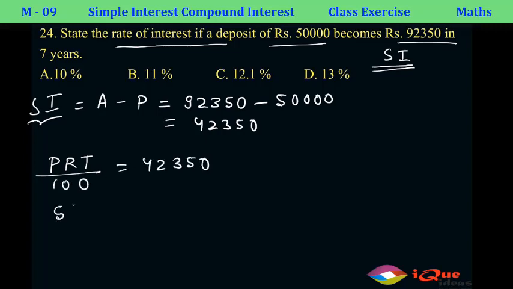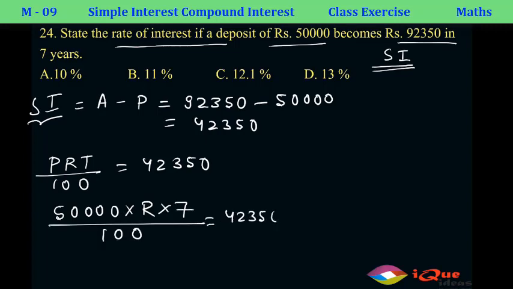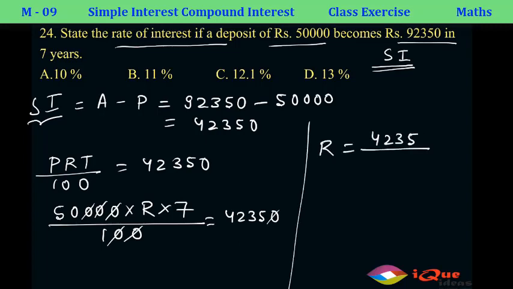Here P is given as 50,000. R we have to calculate, and time is given as 7. Divided by 100, equal to 42,350. So as you can see, 0, 0, 0, 0 cancelled. One more 0 is cancelled, and from here we get R is equal to 4235 divided by 50 into 7. Right? From here we can see that R is equal to this one.